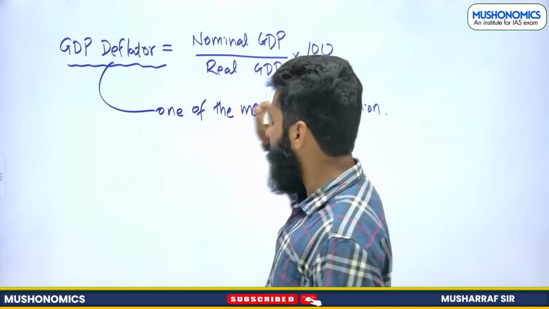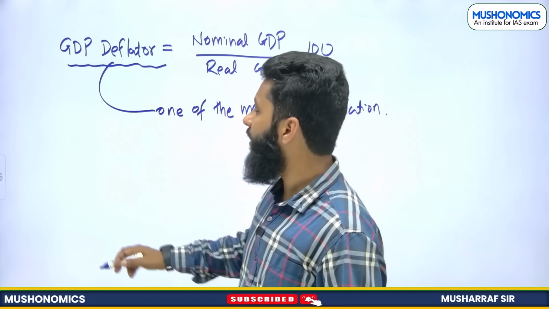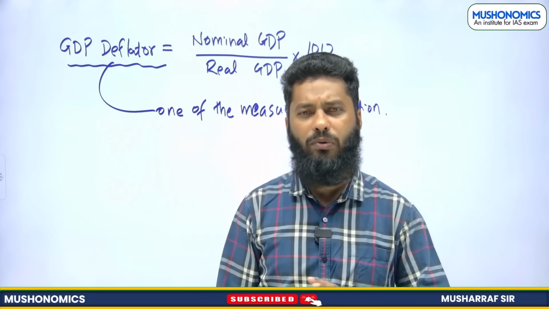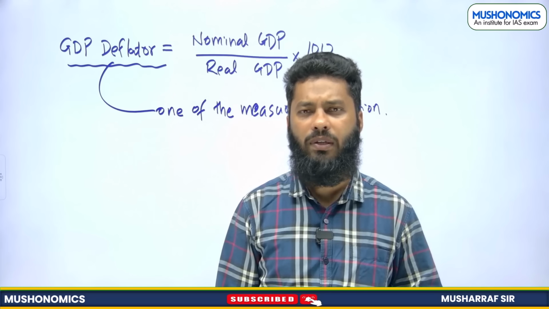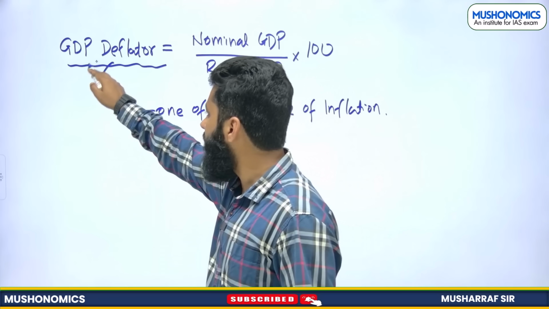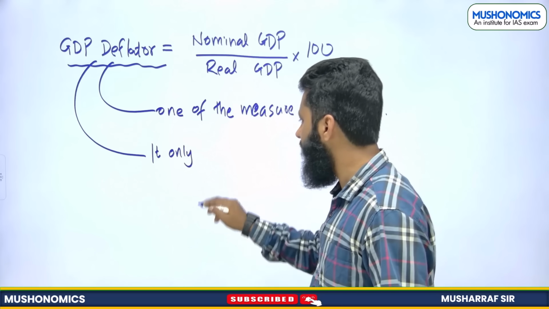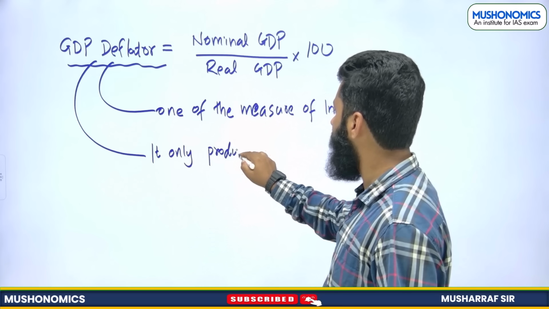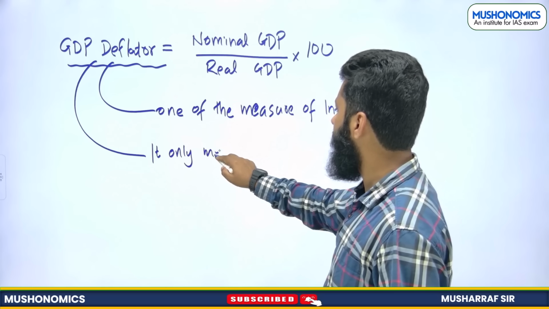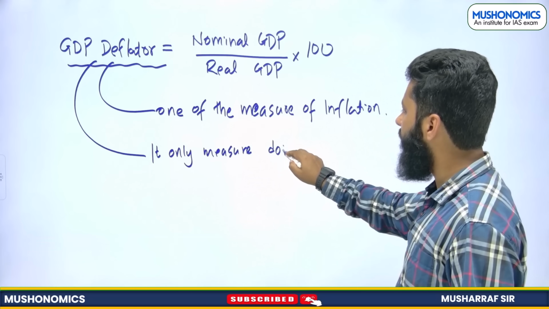This is the measure of inflation, that is fine. But when we talk about inflation or the commodities that a consumer consumes, or the households in the economy, when we talk about GDP, it only includes domestically produced commodities.